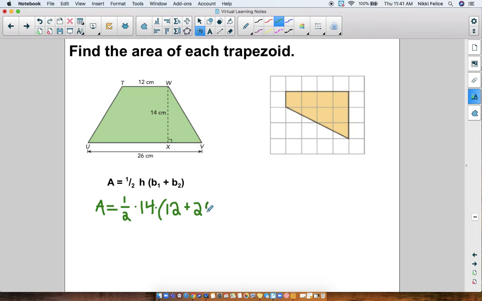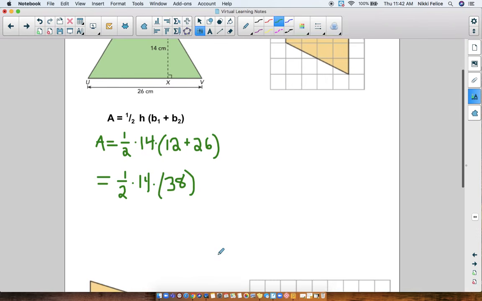Okay, so now what do you do first? Well, order of operations says that you have to do parentheses first, so we have to add these first. So I'm going to do that. Let me rewrite everything. 1/2 times 14 times 12 plus 26, and 12 plus 26 is 38, right? Yes. So we put 38 in the parentheses, and technically you don't need the parentheses anymore, but I'm going to leave them for another step.